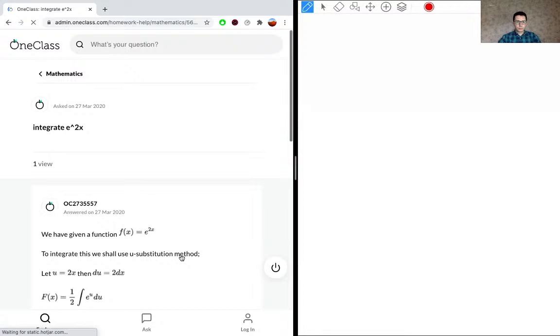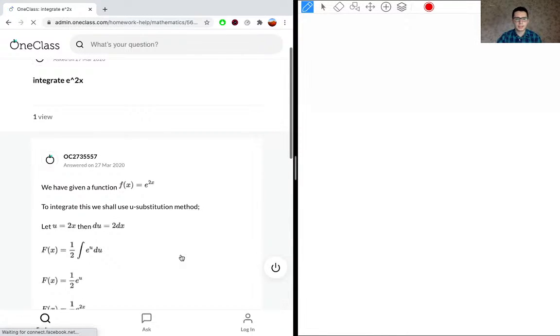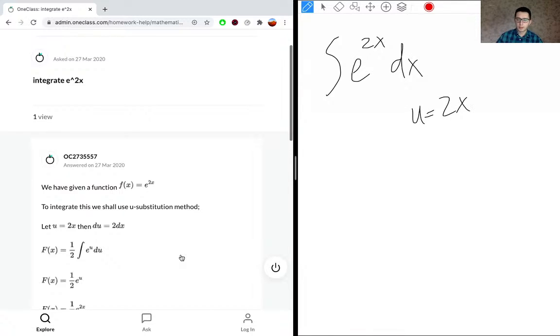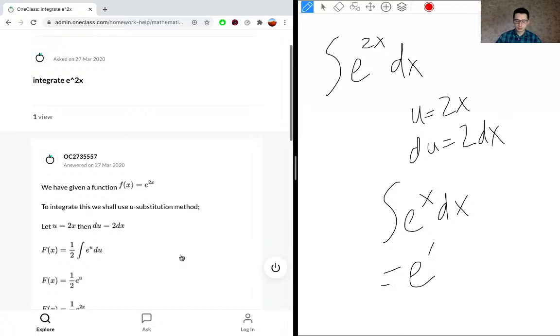Okay, so this question is asking to integrate e to the power of 2x. So evaluate the integral of e to the power of 2x dx. So we can use the substitution method. If we set u equal to 2x, we know that du is equal to 2 dx. Also, the other thing to know is that the integral of e to the x dx is equal to e to the x. So we can keep this in mind as we solve.